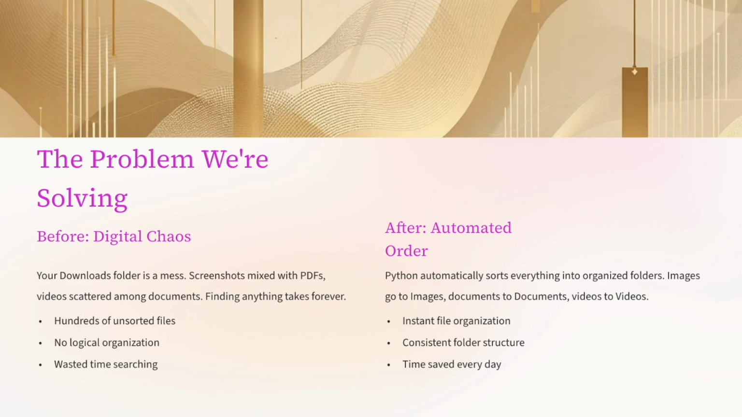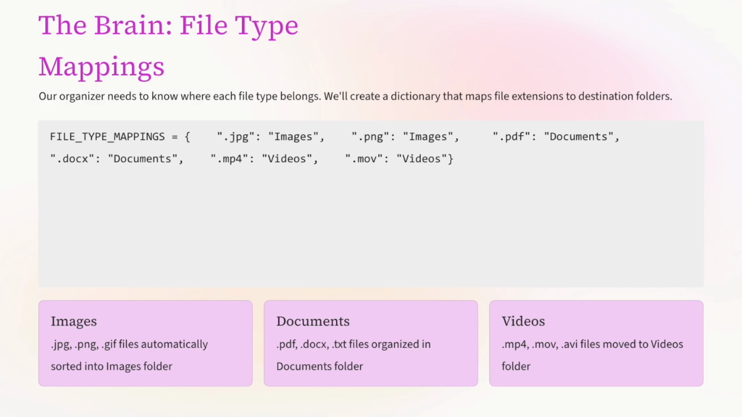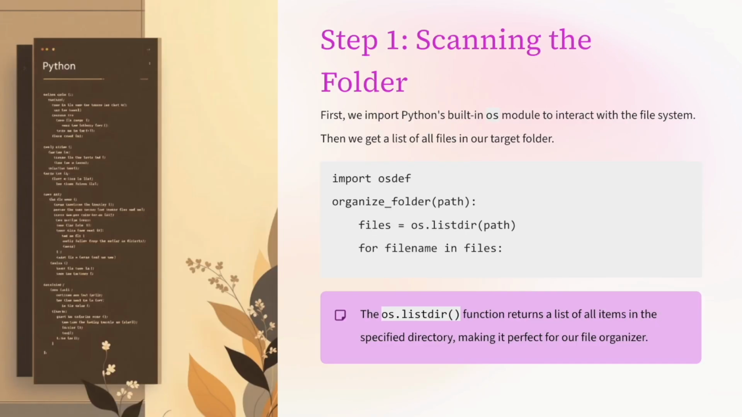All right, here's the plan, which you can see on this slide. Our script needs a brain. It needs to know that a .jpg file belongs in an images folder and a .pdf belongs in a documents folder. For this, we'll use a Python dictionary, which will act as the bouncer for our folders, telling each file where to go. Then, we'll use two of Python's built-in superpowers, the OS module to scan the folder and check files, and the shutil module to actually move the files. Shutil sounds like a space shuttle, and honestly, for file management, it's almost as powerful.